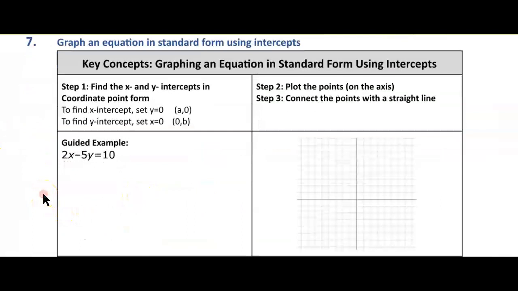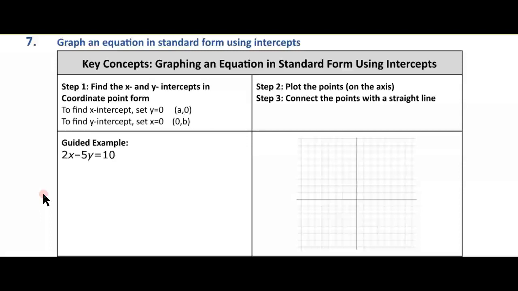This part is entirely review from Tuesday. And then all we're going to do is use older stuff. We're going to plot those points, connect them with a ruler, put an arrow on each side, and we're done. There's actually nothing new in this lesson. It's putting two old pieces of information together. All right? So this isn't difficult. We're just connecting the dots, as it were, and we're also going to literally connect the dots.